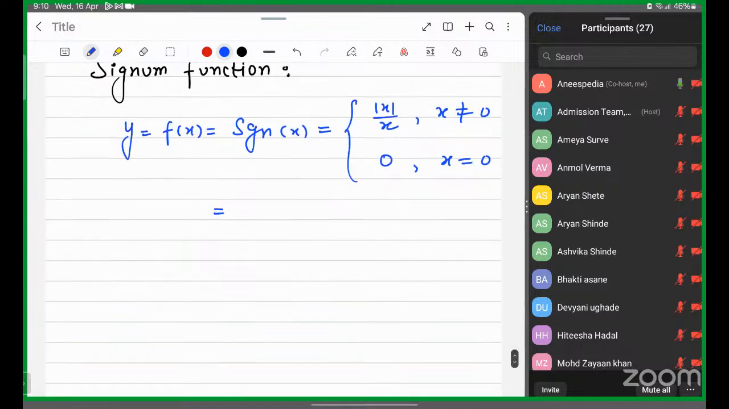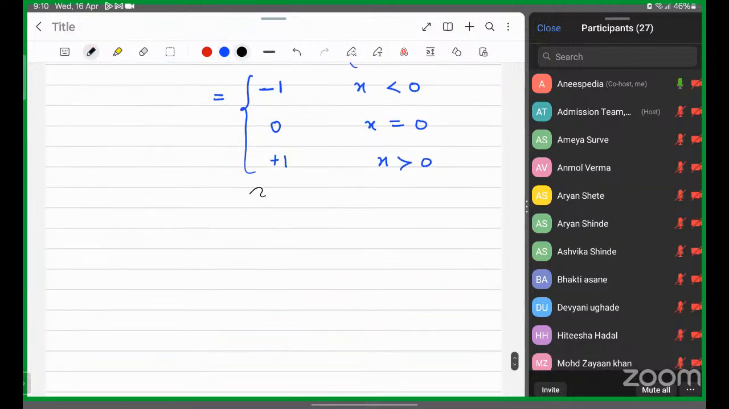If you solve it further, if x is not 0, in that case x either will be positive or will be negative. So there will be -1 for x less than 0, there will be 0 for x equals to 0, and there will be +1 for x greater than 0. If you plot the graph, it will be like this.